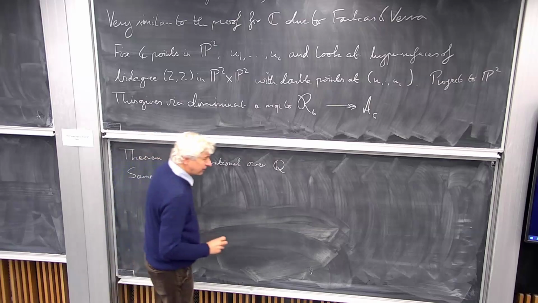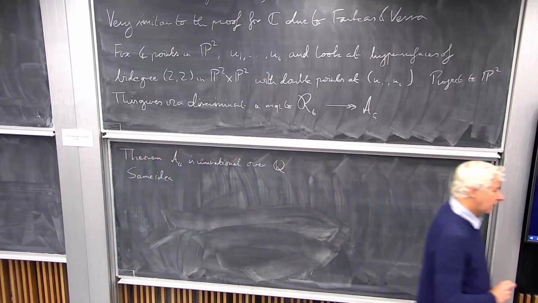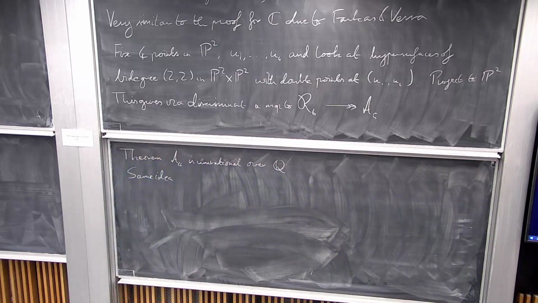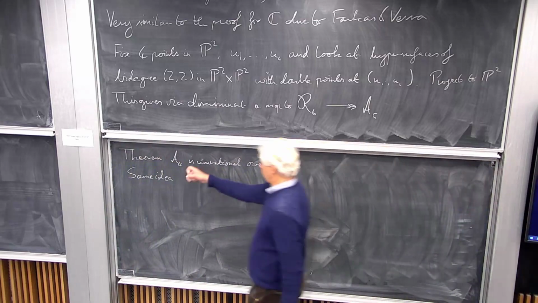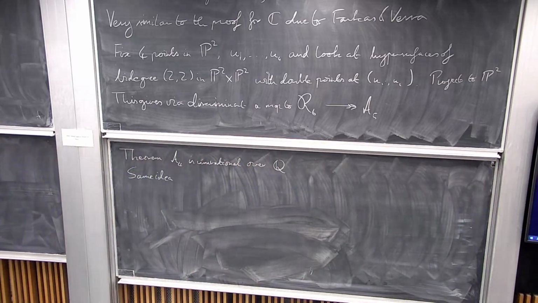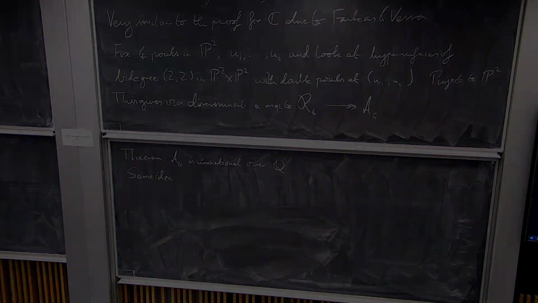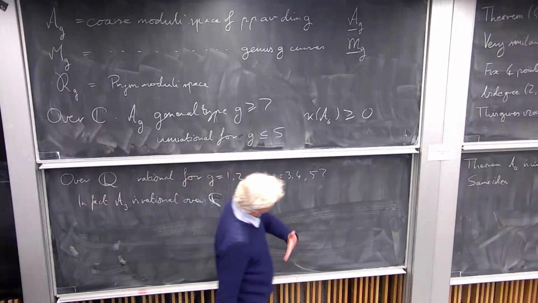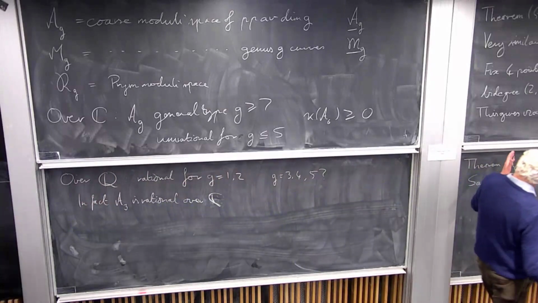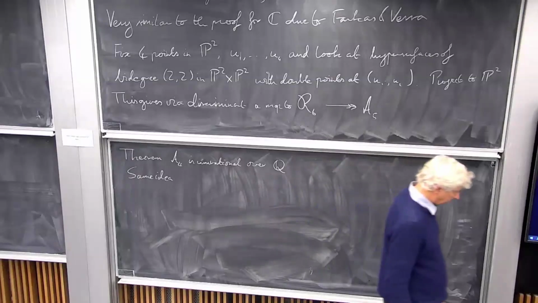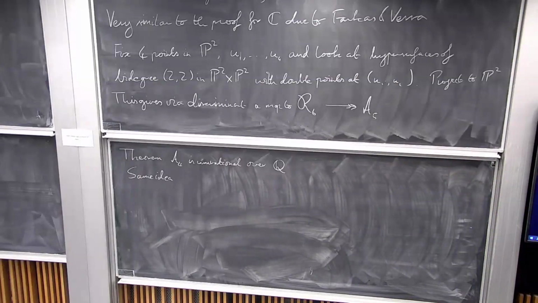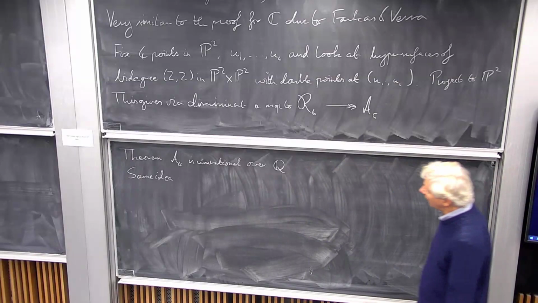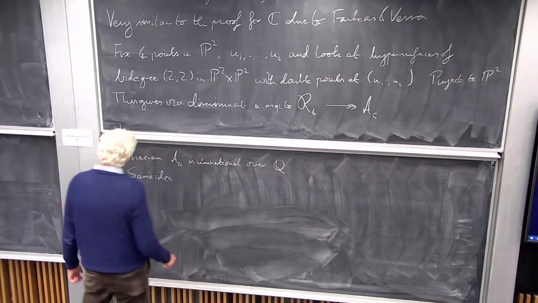It's very slightly more complicated, but this time there are lots of different proofs over the complex numbers. They don't all go via Prym varieties. Some of them go via the universal family over this A4, and some of them go via the intermediate Jacobian of a cubic threefold.